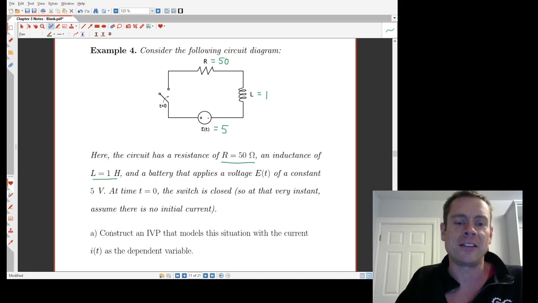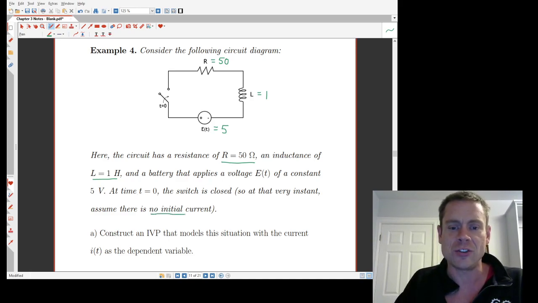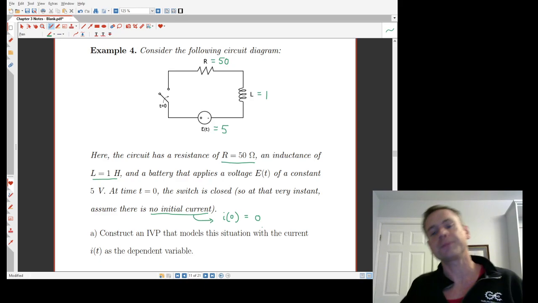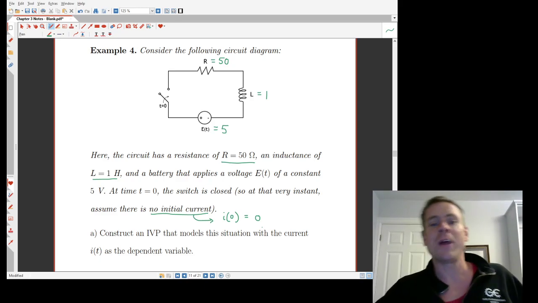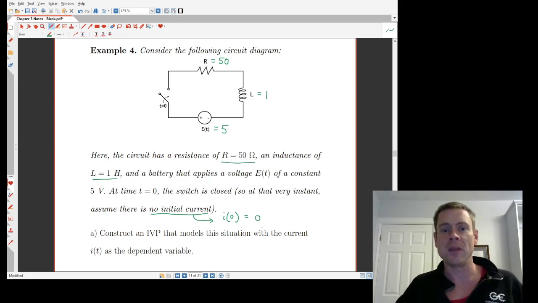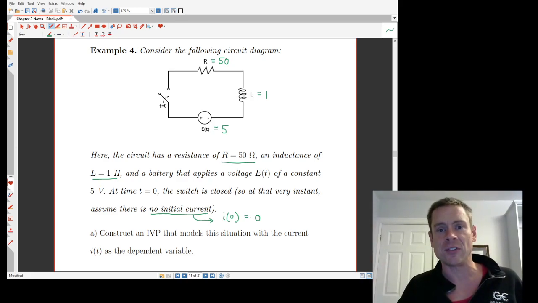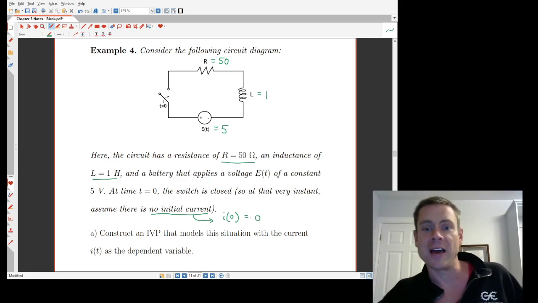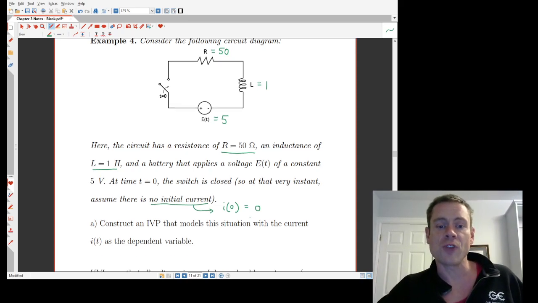Let's look at part A. It says construct an IVP that models the situation with the current I of t as the dependent variable. So if there's no initial current, our initial condition is going to be I of 0 equals 0. Here's how it's going to work. I'm going to look through this circuit for all the different rises and drops and construct an equation based on that. So it looks like I have a resistor and I have an inductor. So those are the two drops that I'm going to have.